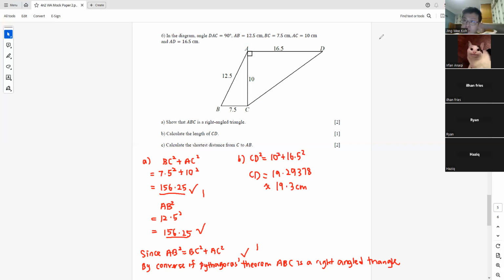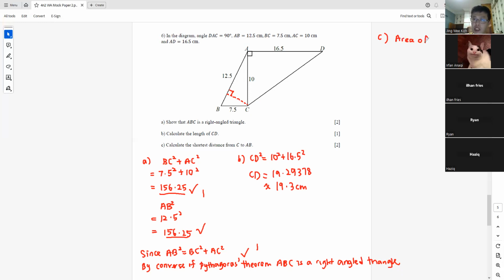Okay, part C. Right here, find the shortest distance from C to AB. Okay. So yes, you can go and find this angle using your TOA CAH SOH. Using your TOA CAH SOH, you can find this angle, then use TOA CAH SOH again to find the red dotted line, like how we find just now. But I'm now going to show you another method to find shortest distance, which is using area of triangle.